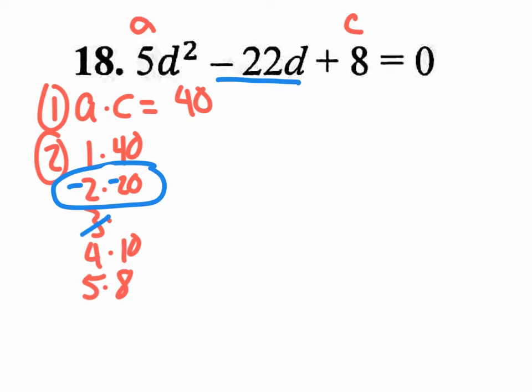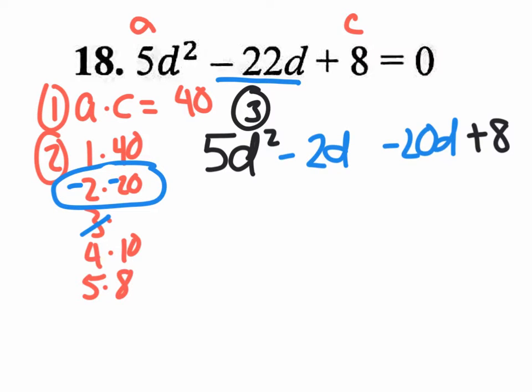So now we're able to do step 3, and step 3 is rewriting the quadratic trinomial equation, but as a polynomial. We're going to replace the negative 22d with a negative 2d and a negative 20d. There it is. All I've done is replace the negative 22d with the negative 2d and negative 20d. Notice I left some space between it. That way I could jump straight to factoring.